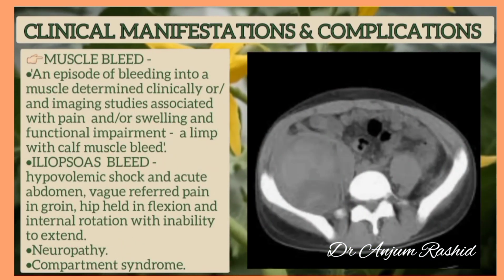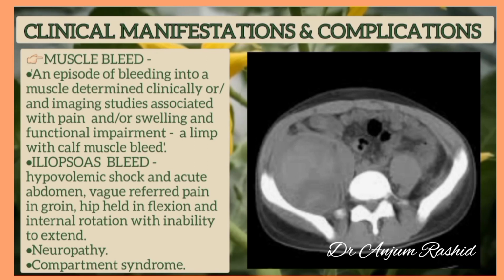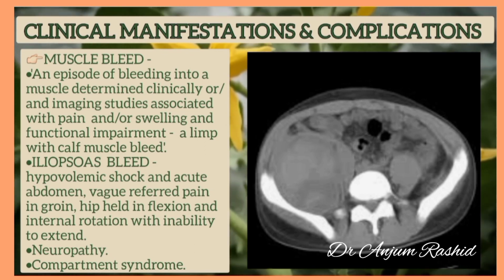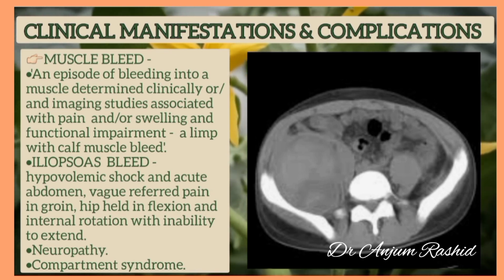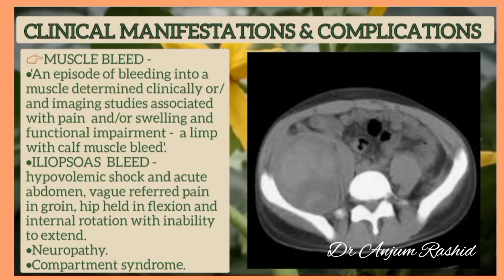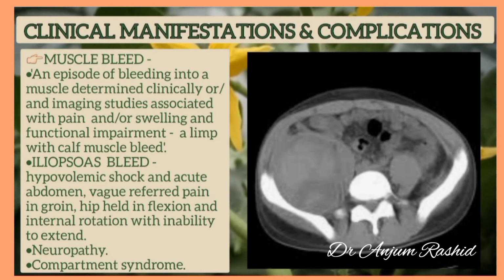Another serious complication of hemophilia is intramuscular or muscle bleed. It is an episode of bleeding into a muscle determined clinically and or by imaging studies, associated with pain and or swelling and functional impairment. For example, a limp with calf muscle bleed. Now, iliopsoas bleed can cause hypovolemic shock and it can present as acute abdomen. There is vague rapid pain in the groin, and the hip is held in flexion and internal rotation with inability to extend. Now, muscle bleed can present as neuropathy or compartment syndrome.